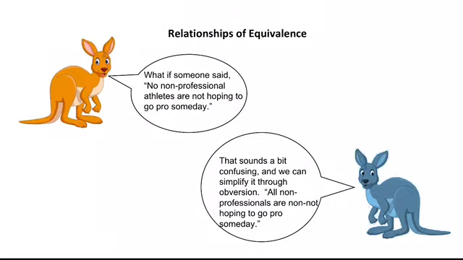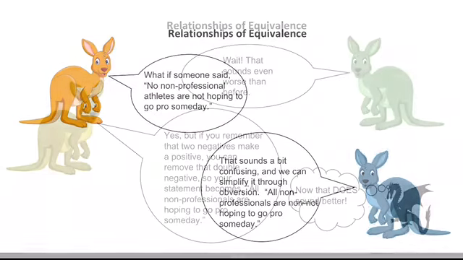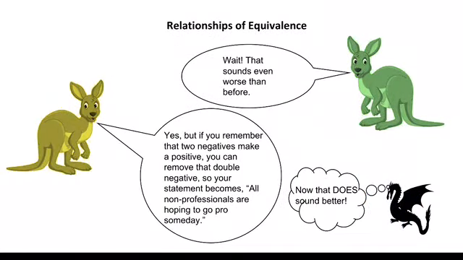So our little kangaroo comes back up and says, what if someone said, no non-professional athletes are not hoping to go pro someday? And the blue kangaroo says, well, that sounds a bit confusing, and we can simplify it through obversion. All non-professionals are not hoping to go pro someday. And the green little kangaroo says, wait, that sounds even worse than before.